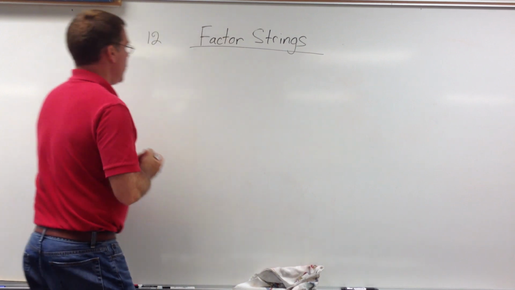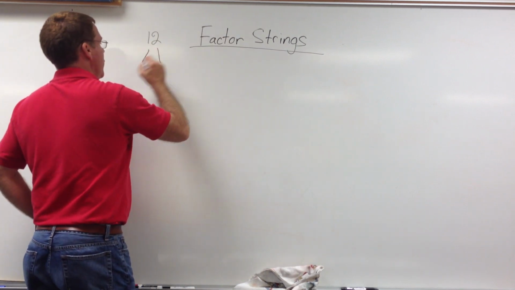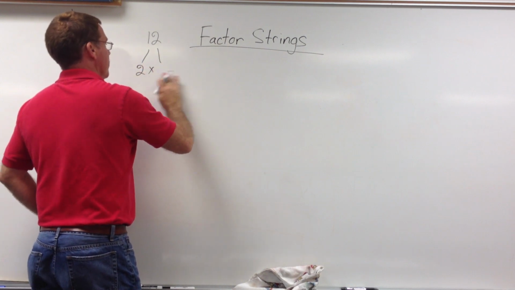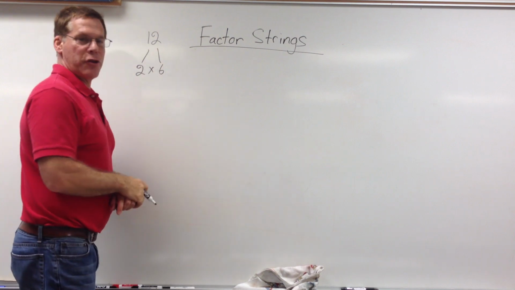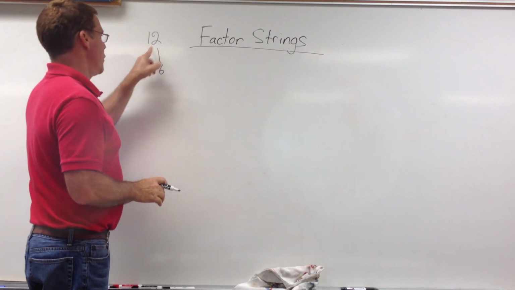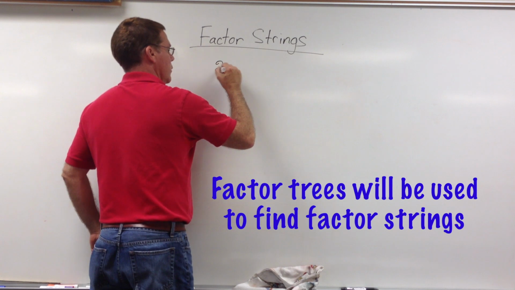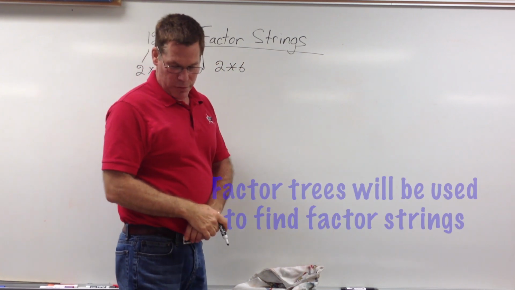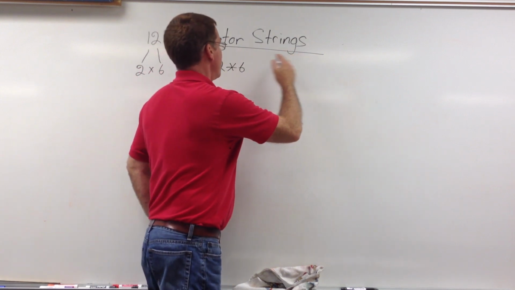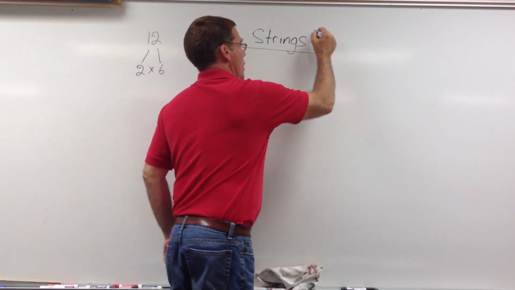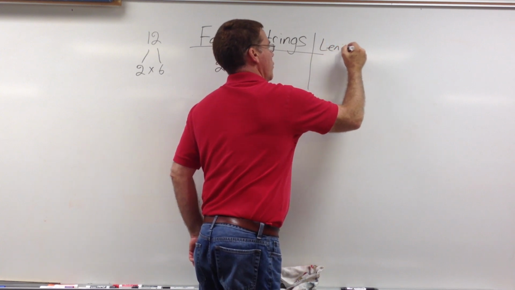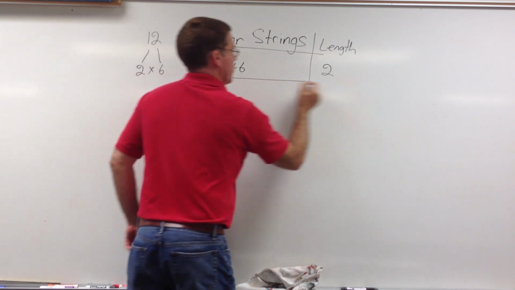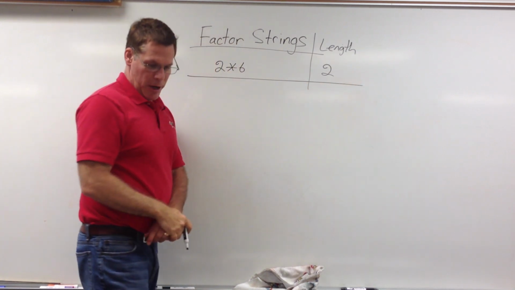Now I can go ahead and do a factor tree. So one of the factor strings for 12 is 2 times 6 equals 12. So that would have a factor string length, right? This would be my factor string, and then we would have the length of 2, because there are only 2 factors to make that.